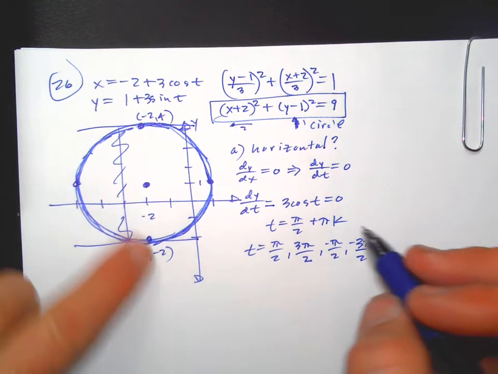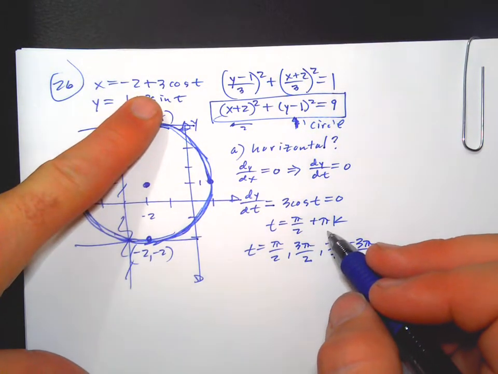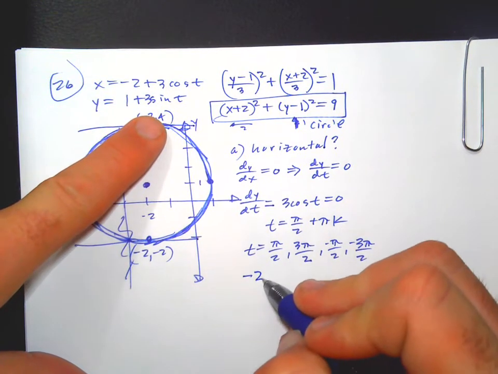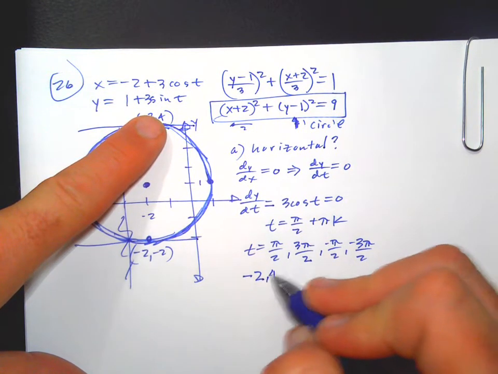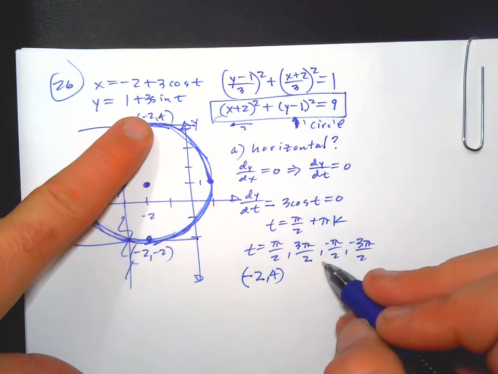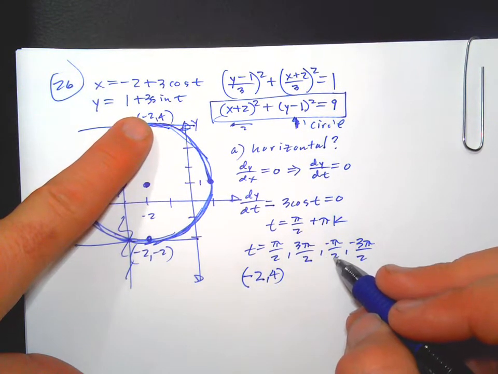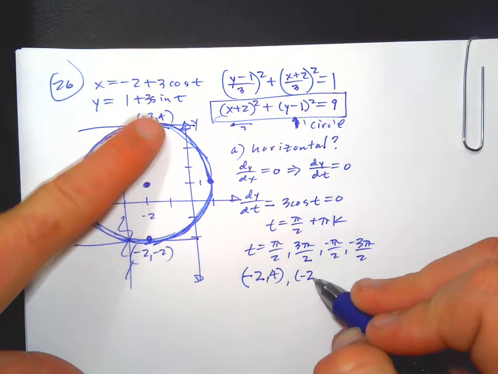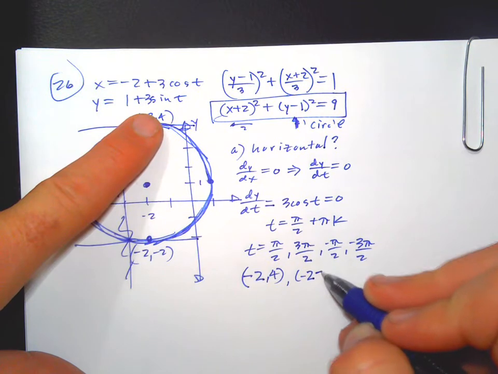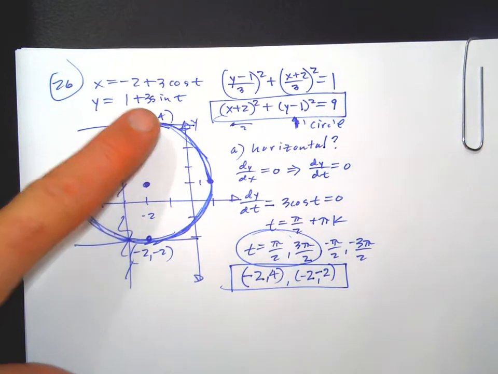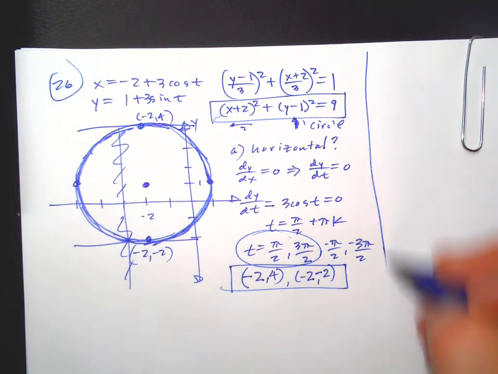So when you plug pi over 2 in, cosine of pi over 2 is 0, so you get negative 2 for the x, and sine of pi over 2 is 1, so you get 4, sure enough. And at 3 pi over 2, that's the third quadrant, cosine is 0, so we get negative 2 for the x, and sine is negative 1, so we get negative 2 for the y. And then they just start repeating themselves, right?